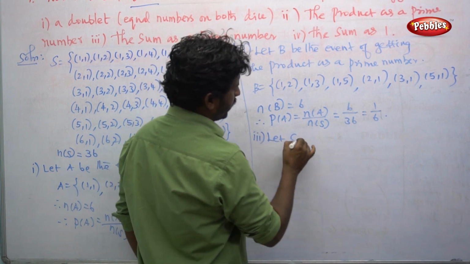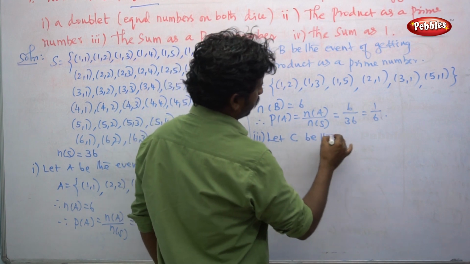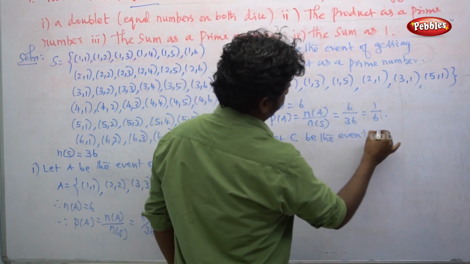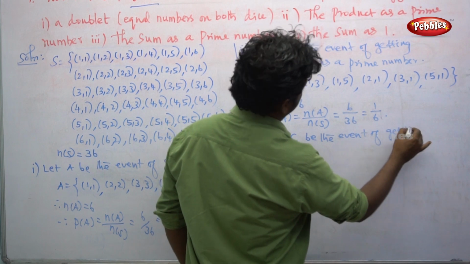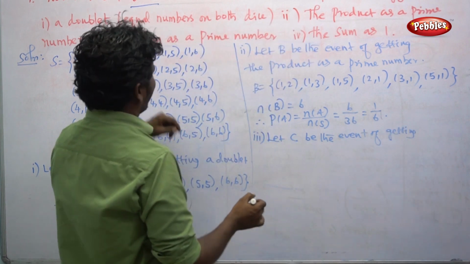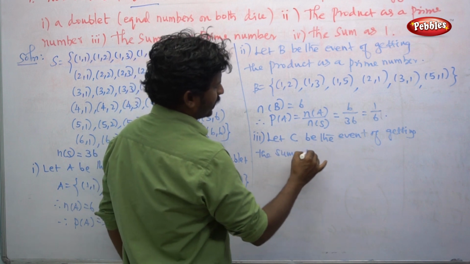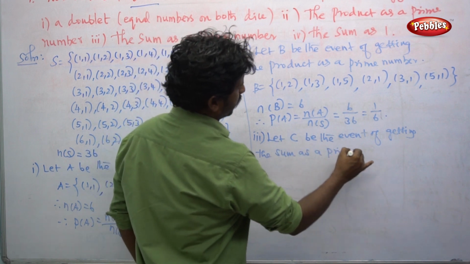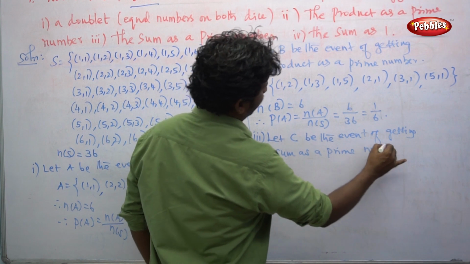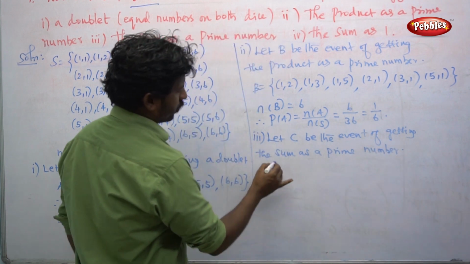Let C be the event of getting the sum as a prime number. If we add two numbers, the sum should be a prime number. We check which pairs give that.